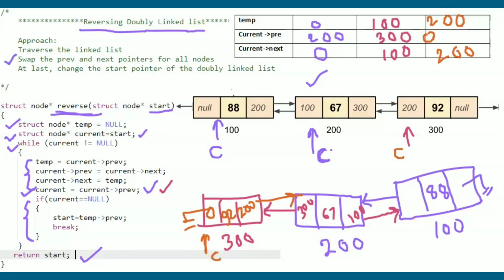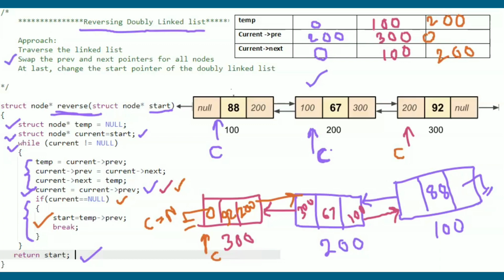After that, we are going to update the current. Now current is updated with current previous. So current previous is null. So that means your current is currently pointing to the null value. So in that case, your if statement will be executed and it is going to update the start value.